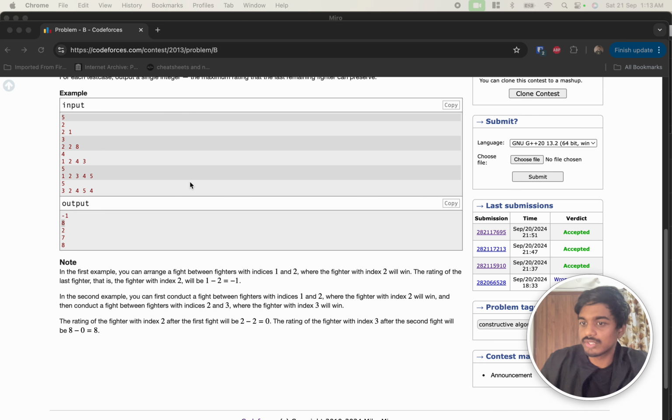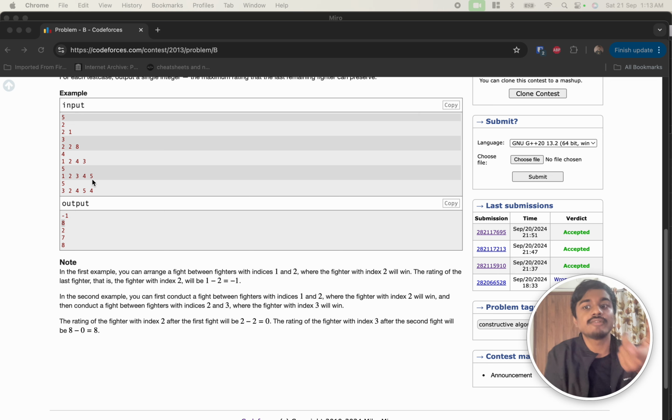Let us try to understand one of the examples mentioned here. One of them is 2, 2, 8. What is the optimal way to choose? If we make a fight between this 2 and this 2, we take the right side and subtract the left. 2 minus 2 is 0. So the first guy is eliminated, and the second guy's value is 0. Now the second guy and third guy fight, 0 and 8. 8 minus 0 is 8. So that's how you get 8.